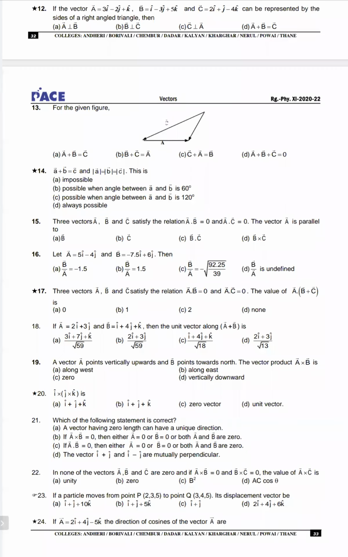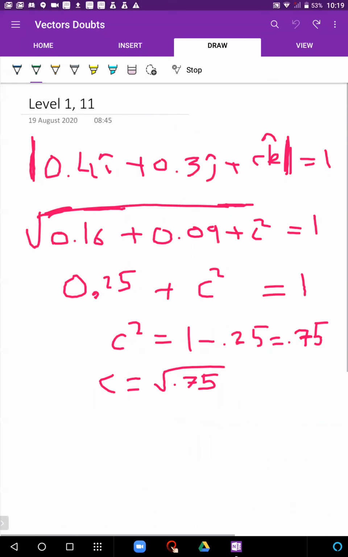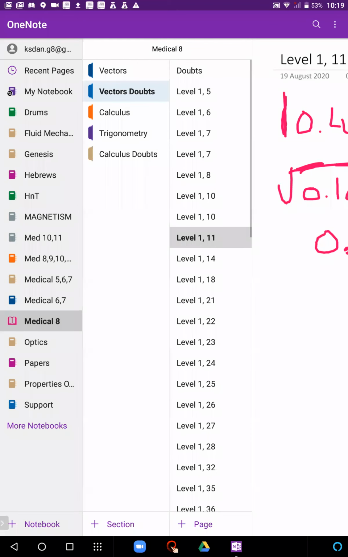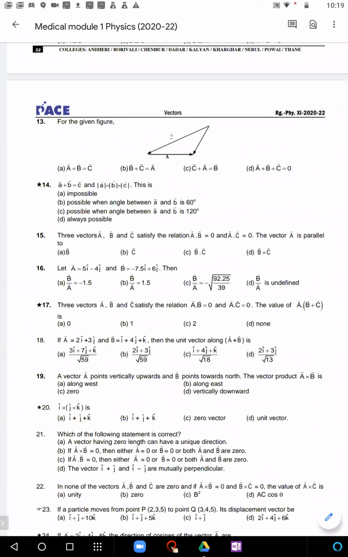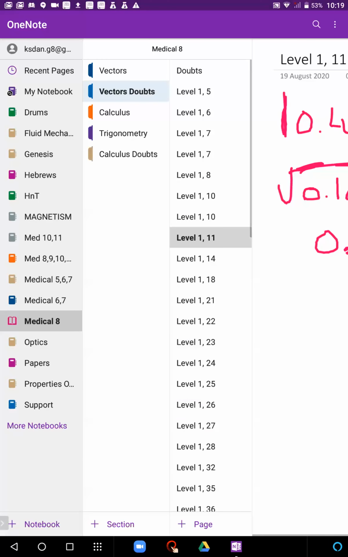Level 1 18. Okay. A is 2 I cap plus 3 j cap. B is I cap plus 4 j cap plus k cap. Then the unit vector along A plus B. Simple. So what is A plus B? In fact, यहाँ पे I think symbols सही है. Unit vector along A bar plus B bar. What is this A bar plus B bar?